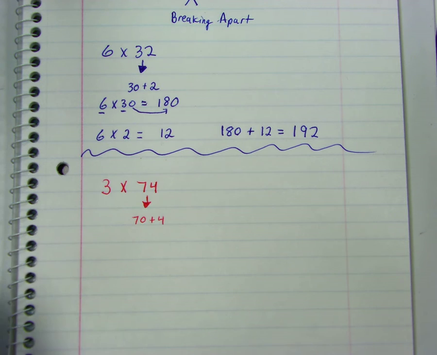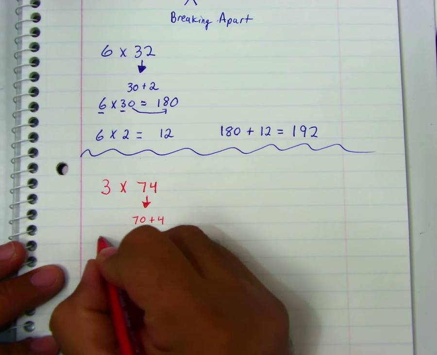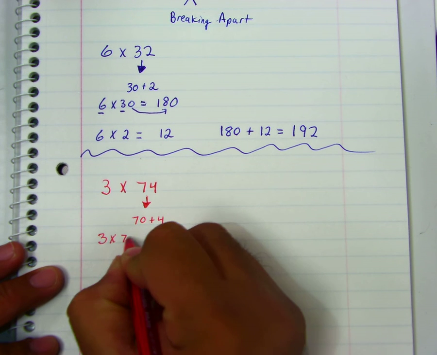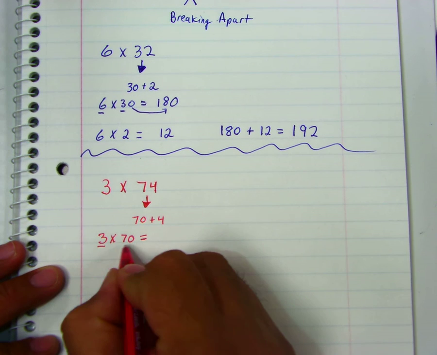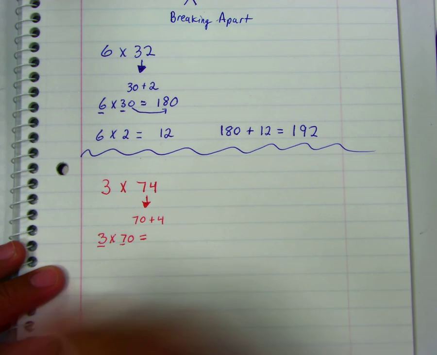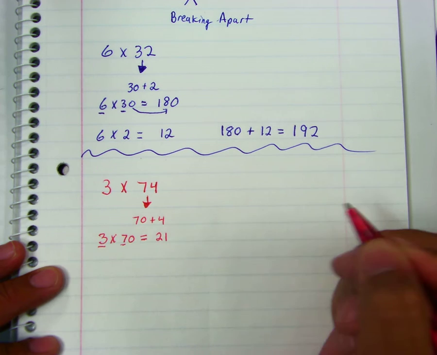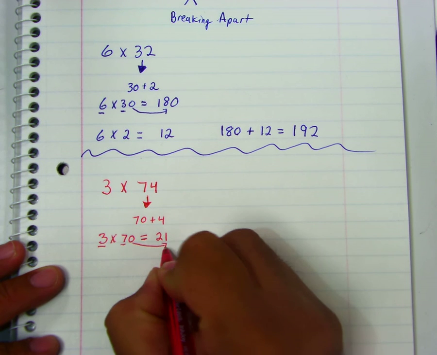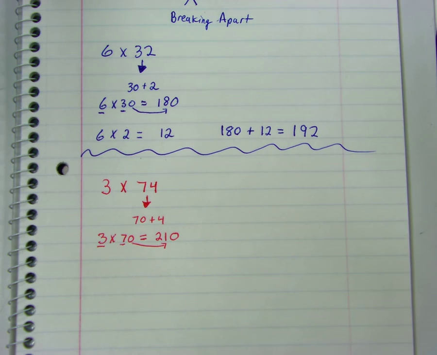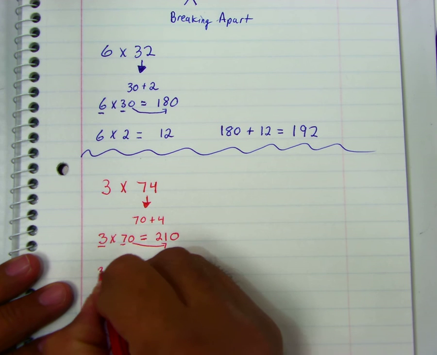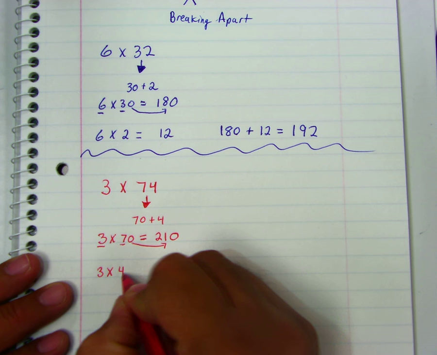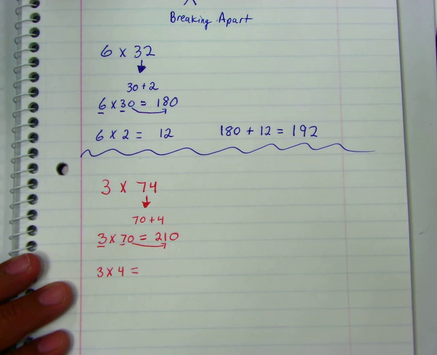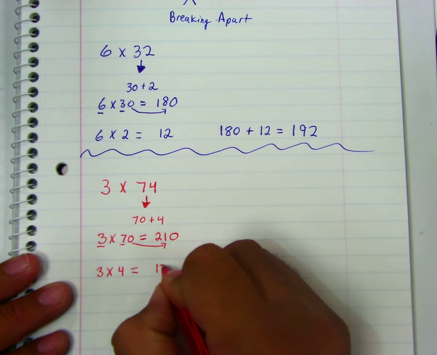Now I'm going to do the partial products. I'm going to take 3 times 70. Again, I'm going to use my basic numbers of 3 times 7, and that equals 21. I'm going to bring my 0 across. So 3 times 70 equals 210. I'm going to do my second multiplication problem, which is 3 times 4. That right there equals 12.